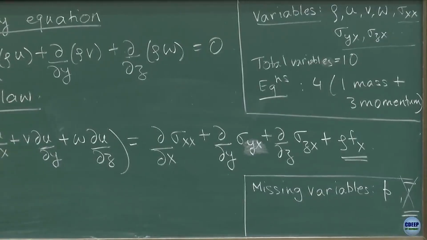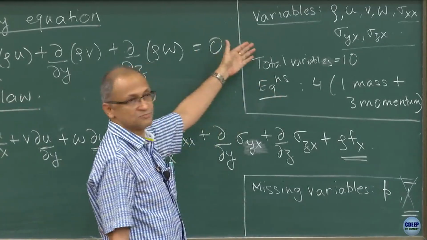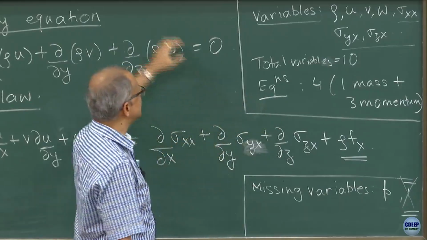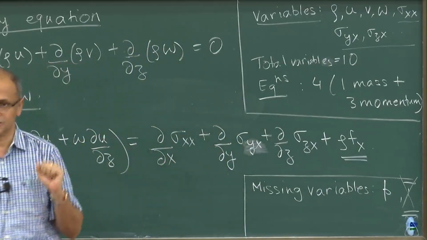The other point is that the number of variables and the number of equations are not matching. In fact, we have far more variables than equations. So we have to start generating additional equations.